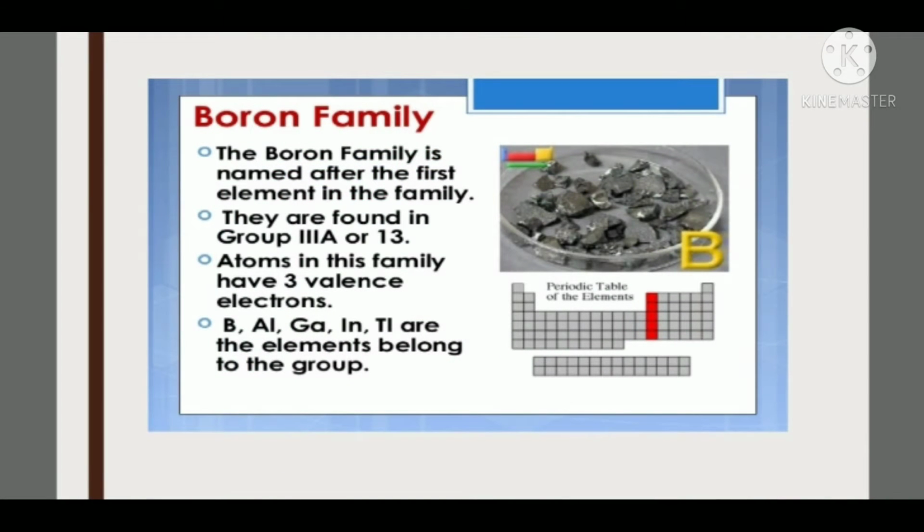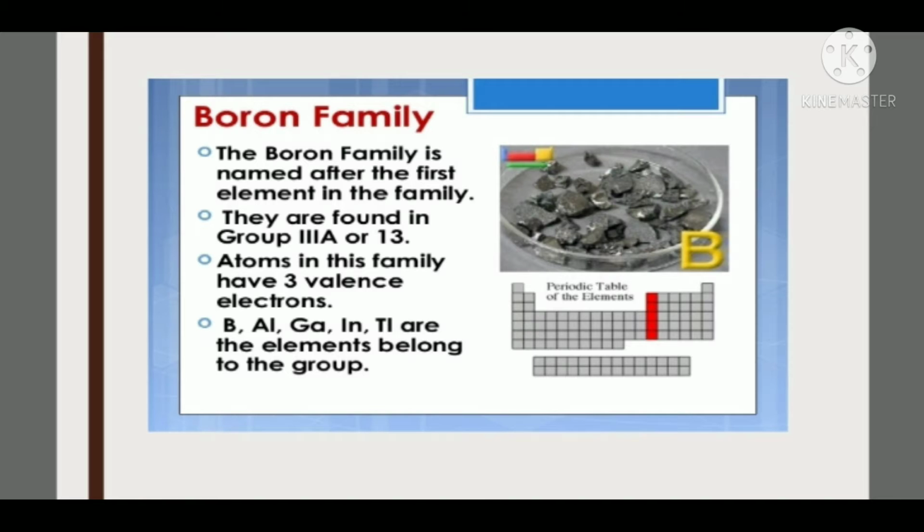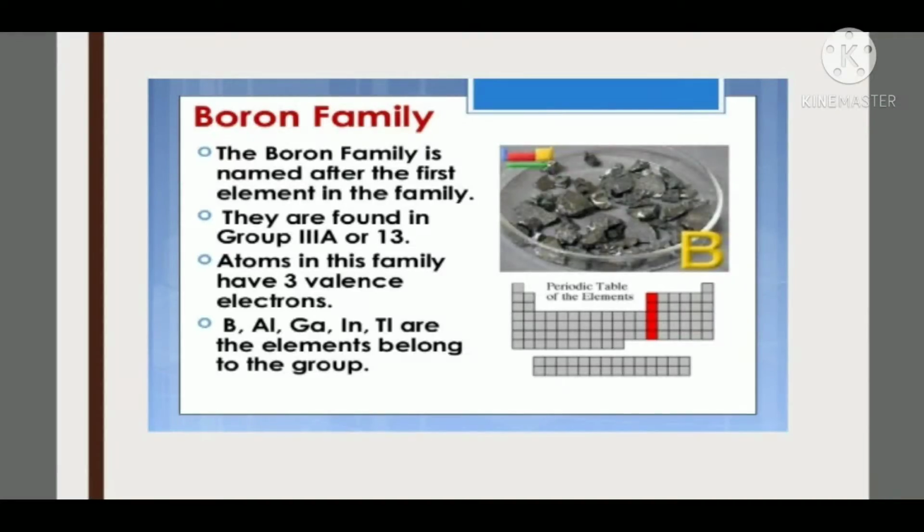Third main group, the boron family. Boron is the representative element of this group. The boron family is named after the first element in the family. They are found in group 3A or 13. Atoms in this family have 3 valence electrons. The elements that belong to the group are boron, aluminum, gallium, indium, and thallium. This family needs 5 more valence electrons to become stable.